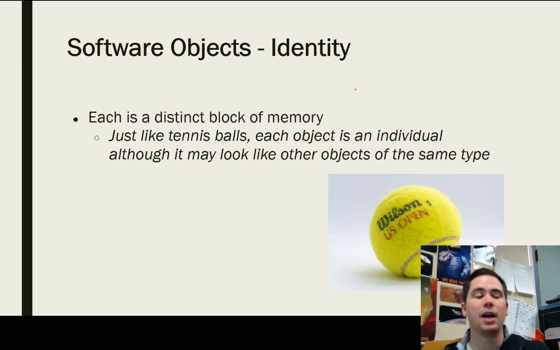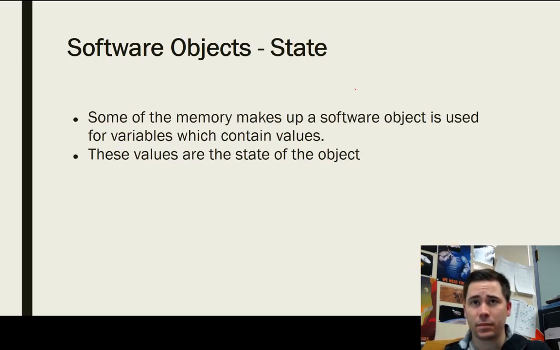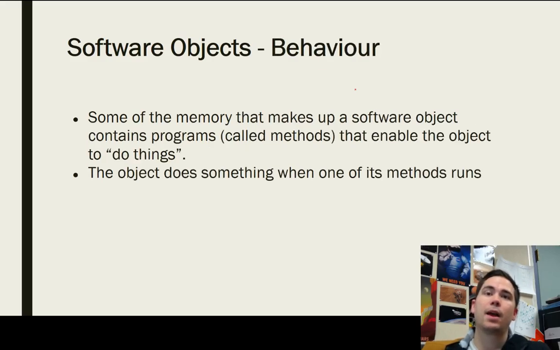just like a tennis ball. All tennis balls pretty much look alike. They all bounce. They are all made of felt and rubber, but each one is an individual, even though they all look the same or very similar to each other. Some of the memory that makes up a software object is used for variables that contain values, and those values are the state of the object.